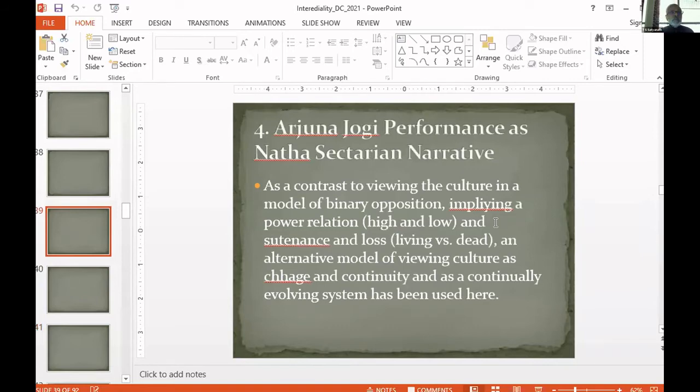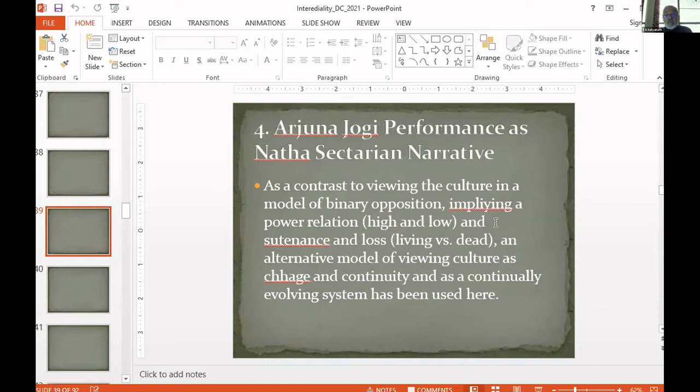I would like to now touch on two things. One of them is a Nath sectarian performative tradition, and the other is a Sufi representation of a painting. And I would like to do a synthesis to see whether we can think of a model to understand the narrativity and visuality in medieval Indian culture.